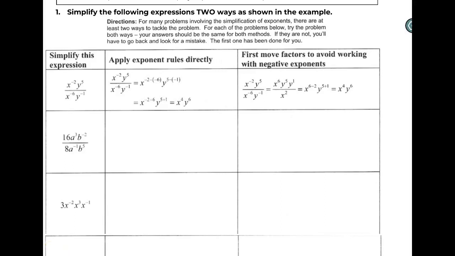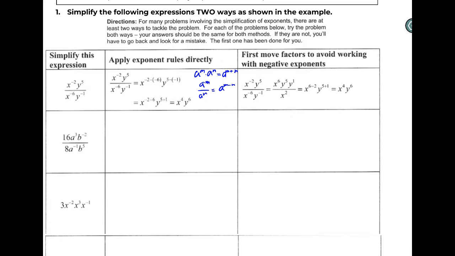I just want to give you a quick how-to on what this worksheet was all about. When they say apply exponent rules directly, the exponent rules they are talking about are rules like: if I have two things with the same base and different exponents, I can add their exponents. If I have division, I can subtract exponents. Those are the exponent rules directly.